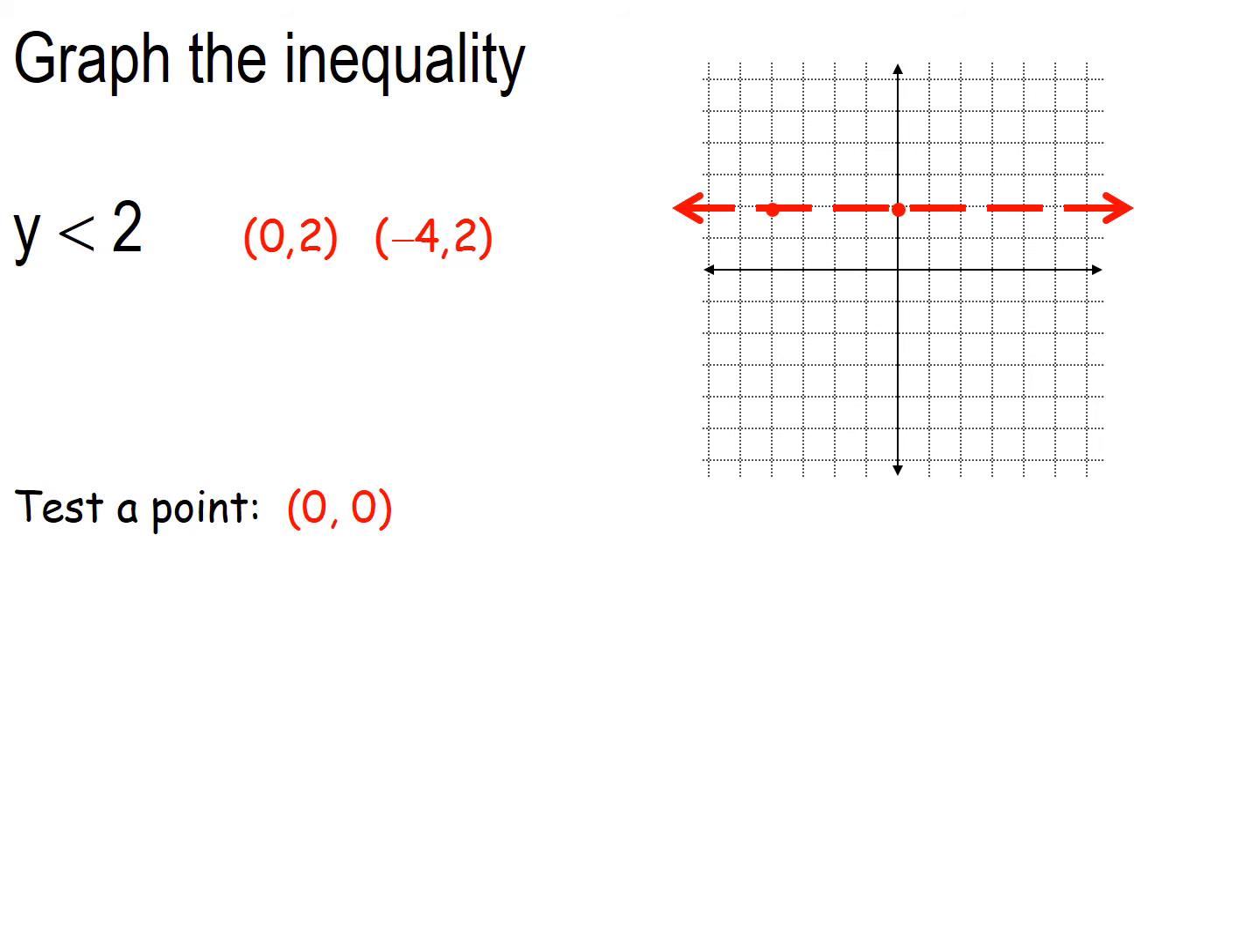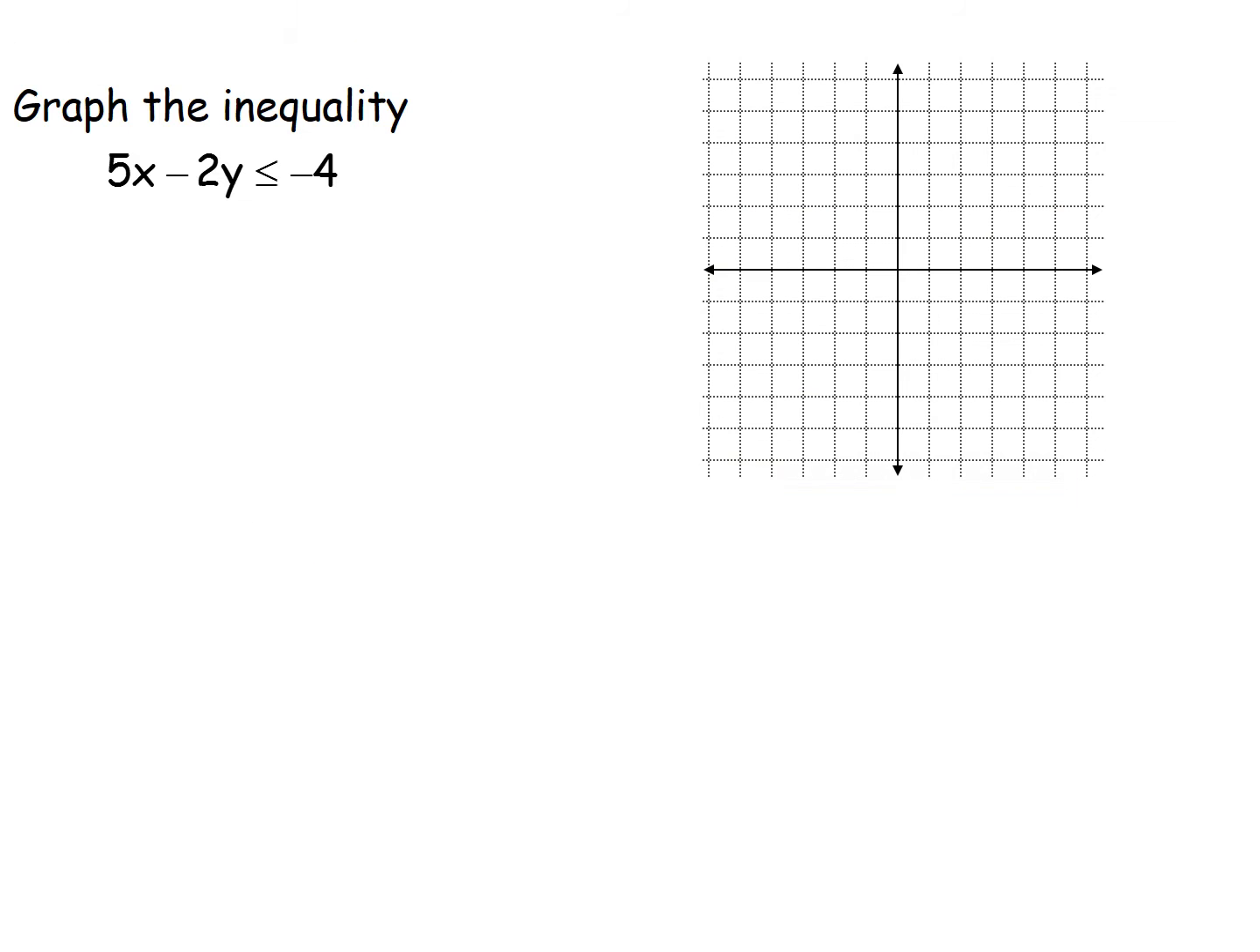With every inequality, you always want to have a test point. The easiest test point to use is the origin. I want to know if I substitute in the values into this inequality, will it make a true statement? So when I plug in 0 for y, it says 0 is less than 2. Is this a true statement or not? We know it's true. Therefore, this point is in the solution set, so I will shade below the graph.